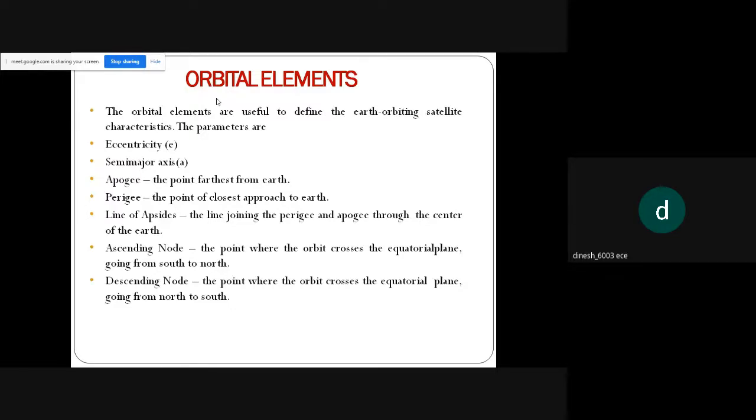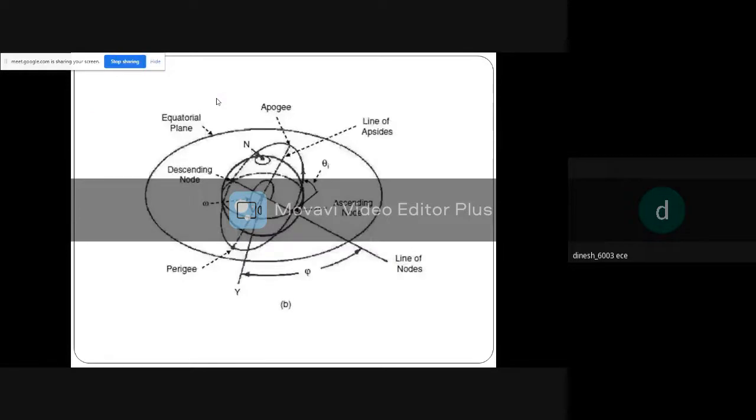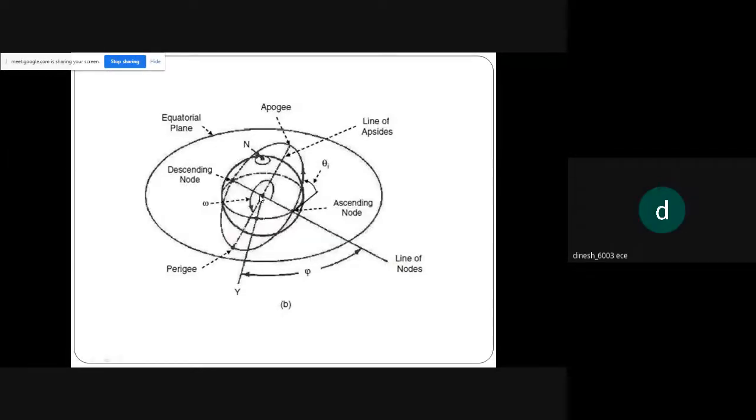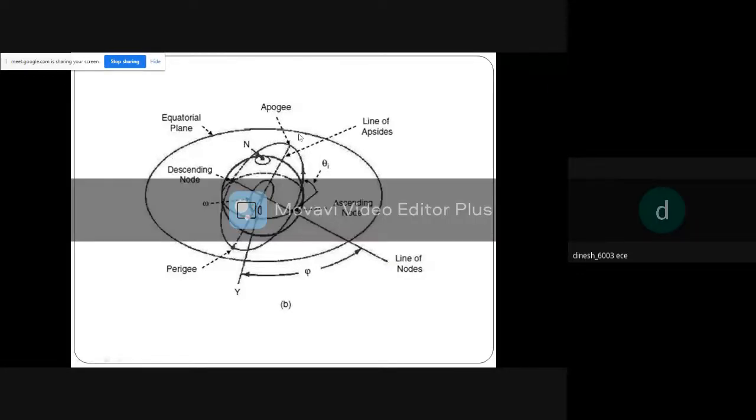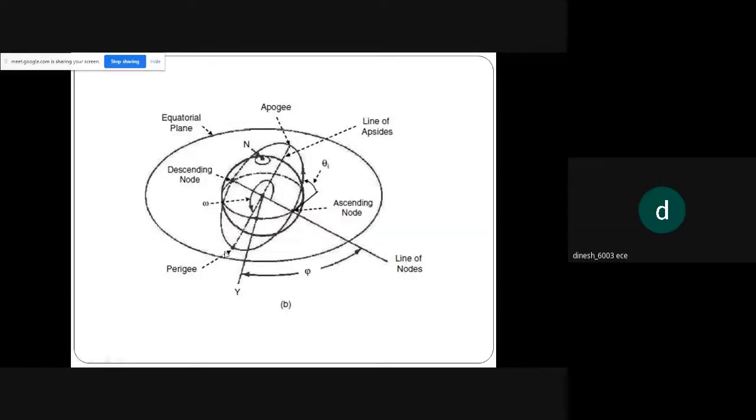These are the orbital parameters. You can see all those things in a single diagram. Here is your center. The north pole is represented as N. This is the Earth which is revolving, and this is the satellite which is revolving around the Earth in an elliptical fashion. The shortest path is your perigee. The farthest point is your apogee.